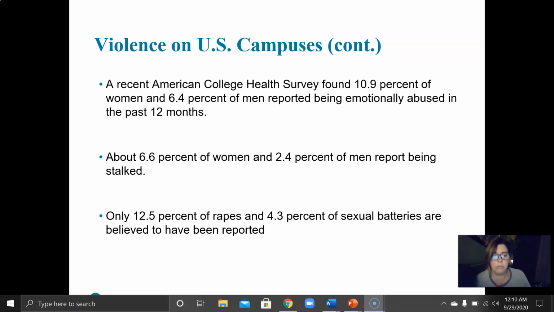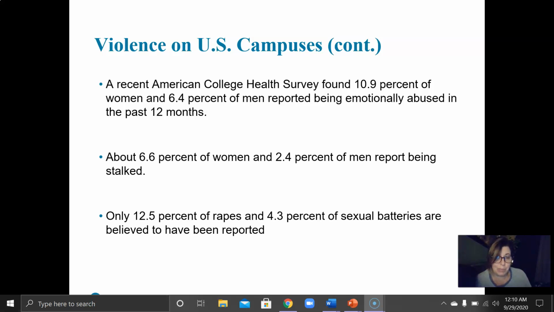Relationship violence is one of the most prevalent problems on college campuses, with about 10.9% of women and 6.4% of men reported being emotionally abused in the last 12 months. About 6.6% of women and 2.4% of men report being stalked. I believe these numbers are greatly underreported. Fewer than 12.5% of rapes and 4.3% of sexual batteries are believed to have been reported to any authority.